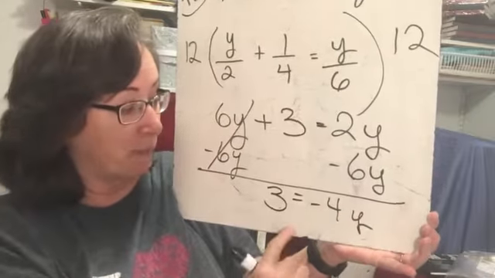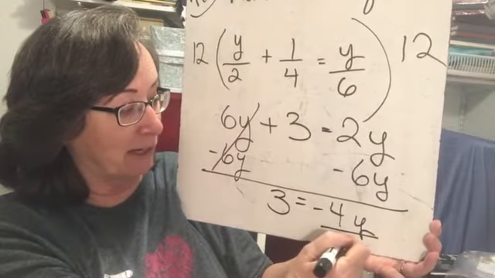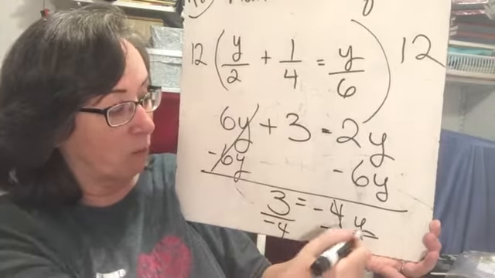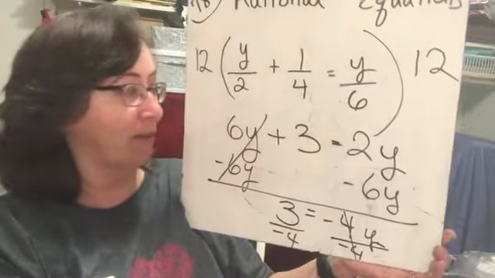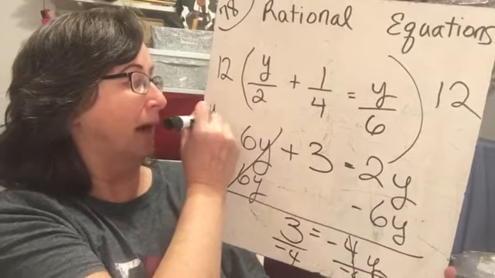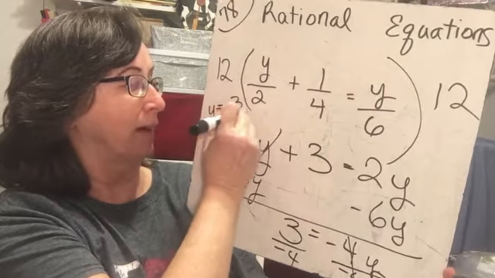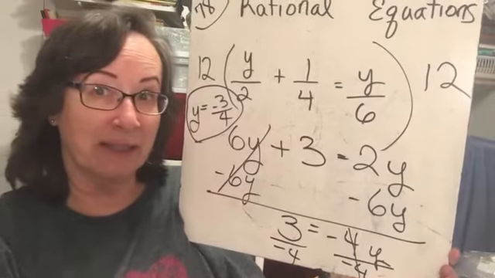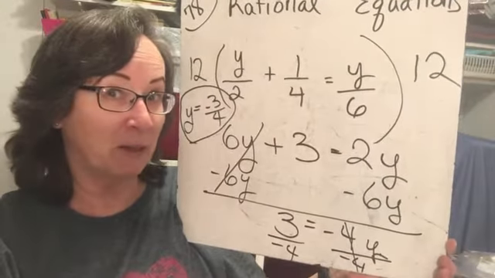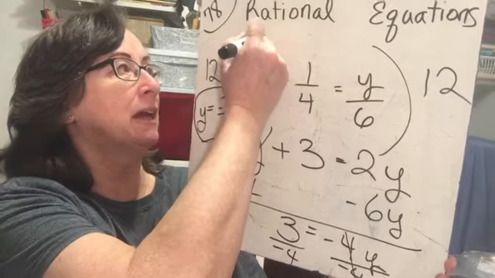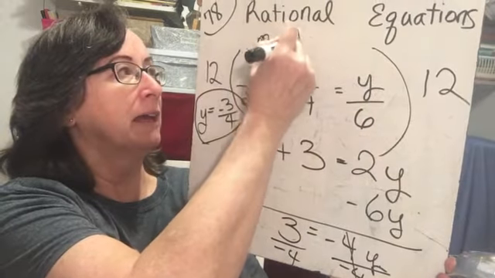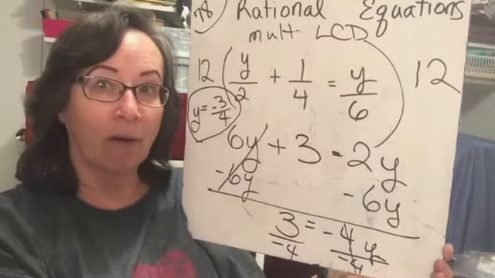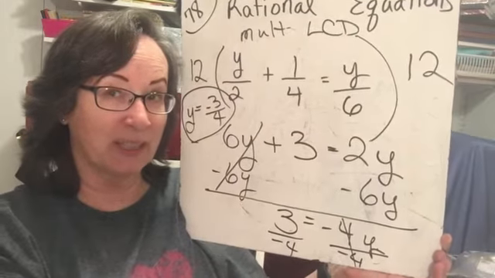To get y by itself, I will divide by a negative 4 and divide by a negative 4. And y is negative 3/4. So y equals negative 3/4. And that was pretty simple. Not much to it. Multiplying by an LCD, or least common multiple, which is the same thing.